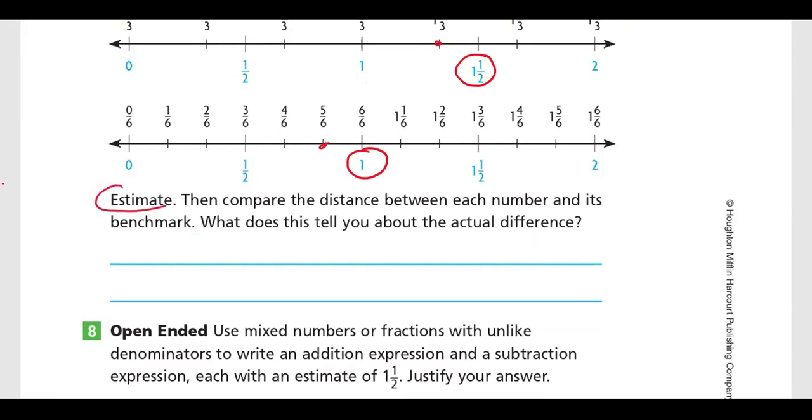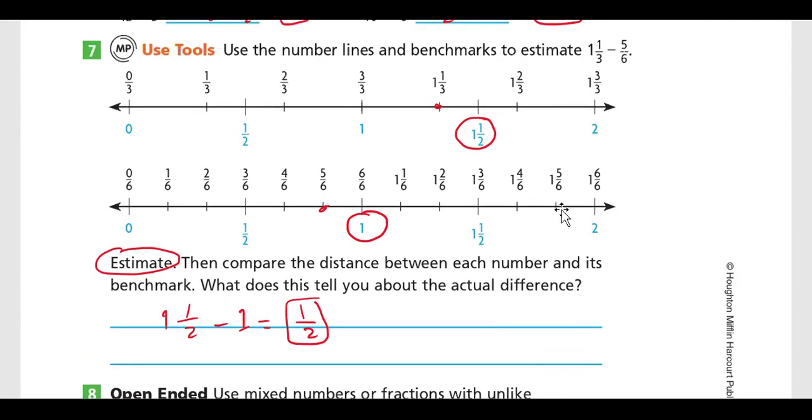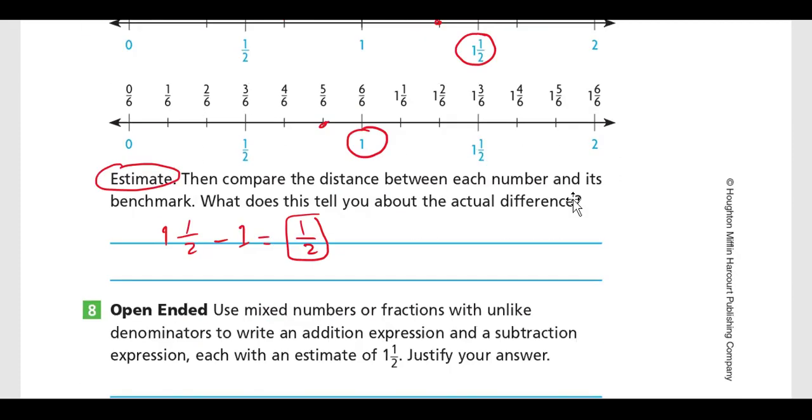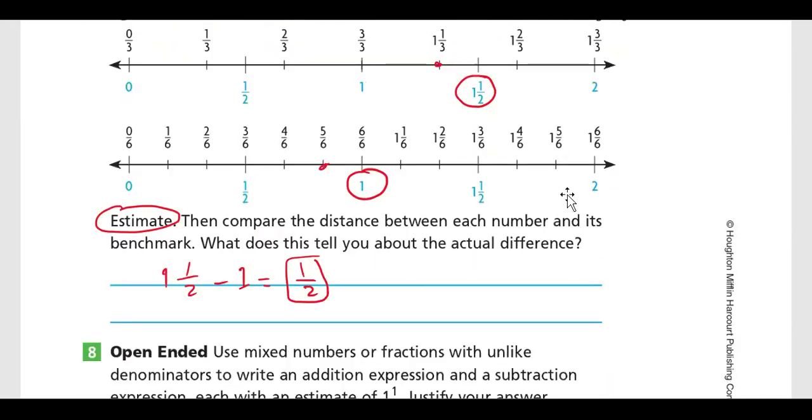The estimate will be 1.5 minus 1, so it will be half. But actually, if we need to find the difference, we have to make the same denominator. As we know, 1 and 1 over 3.